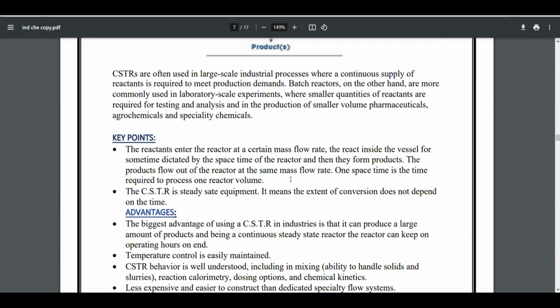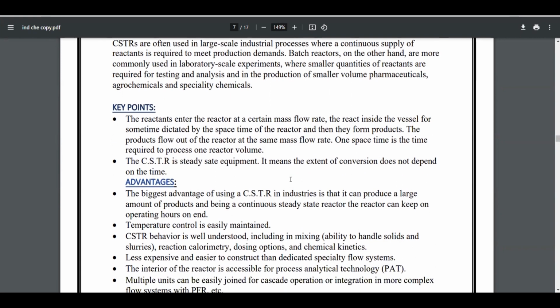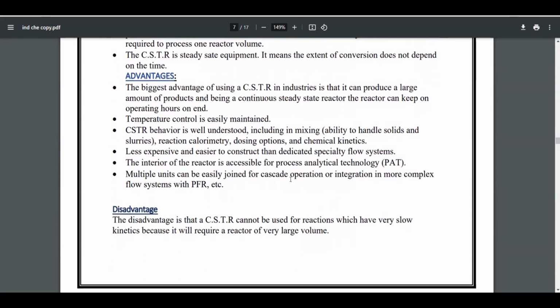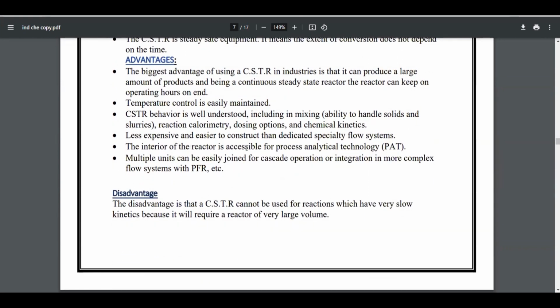And then we have some advantages. The biggest advantage of using a CSTR in industry is that it can produce a large amount of products, and being a continuous steady state reactor, the reactor can keep on operating on its own. And the second is temperature control is easily maintained, and the CSTR behavior is well understood, including mixing and the ability to handle reaction calorimetry. The other is it is less expensive and easiest to construct than dedicated specialty flow systems. And it can also be used for PAT, process analytical technology.